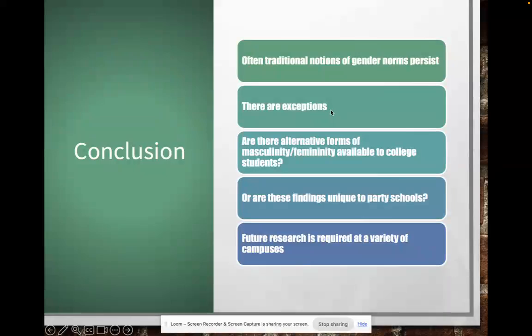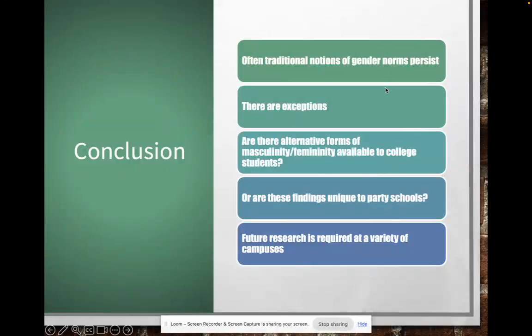And so in concluding thoughts, which you always want to provide after you go into greater detail about your findings, traditional notions of gender norms persist. Even when people are breaking away from gender norms, they have to somehow get back to traditional gender norms.